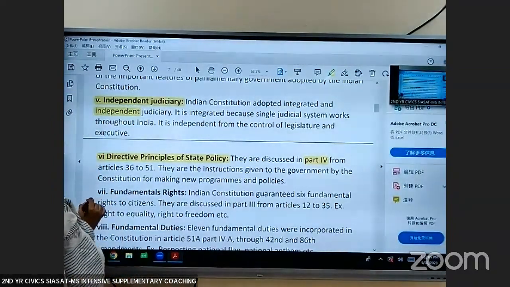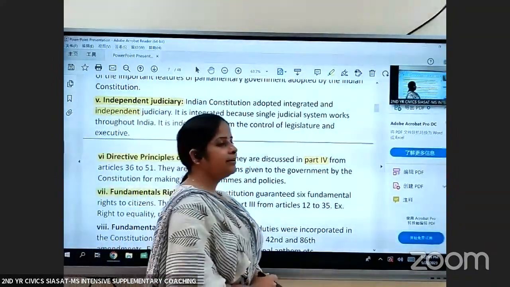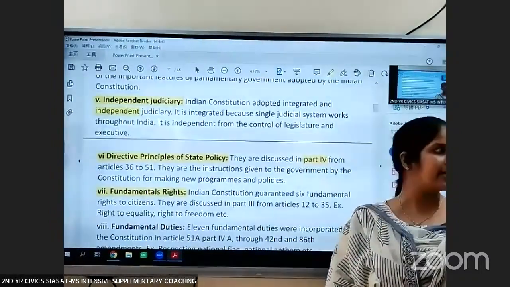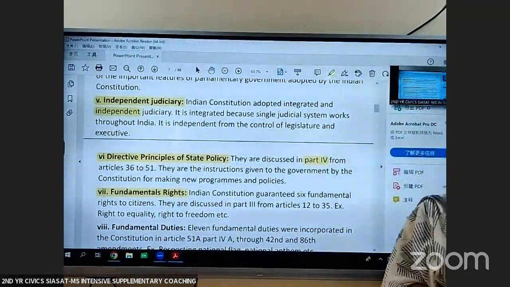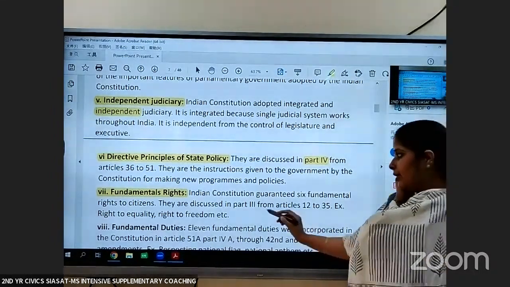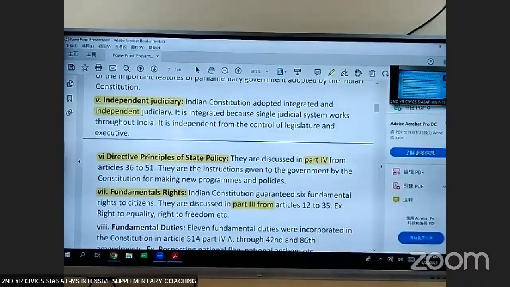Then the next feature is fundamental rights. Now, Indian Constitution has guaranteed 6 fundamental rights to all its citizens, irrespective of place of birth, caste, gender, etc. So these fundamental rights are discussed in part 3. Fundamental rights.